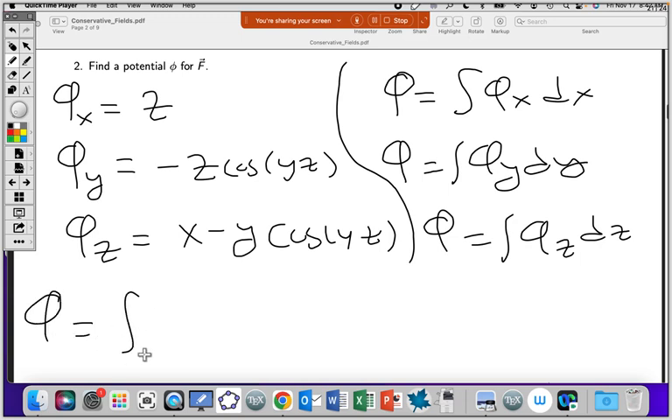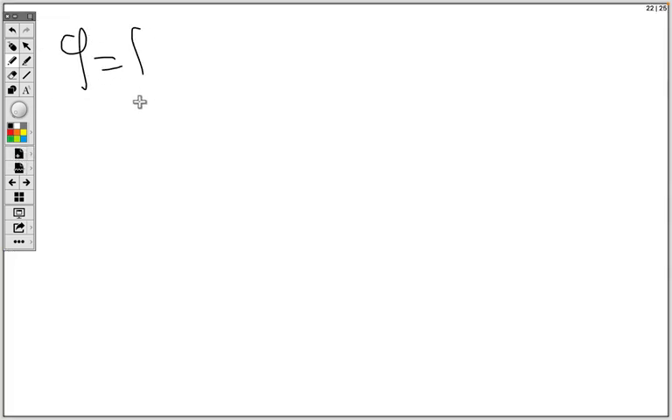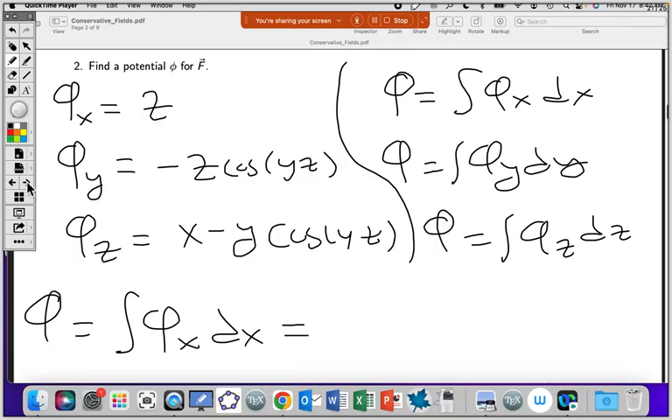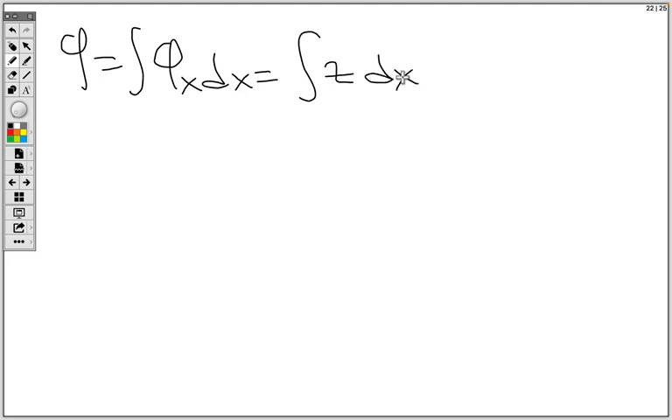So phi is the integral of phi x dx. I guess I'll start this on another page. Well, phi x is just z dx. And what's the integral of z dx? Yeah, exactly. xz plus a c. Now that c, though, is a c as far as x is concerned, which means it could depend upon who?